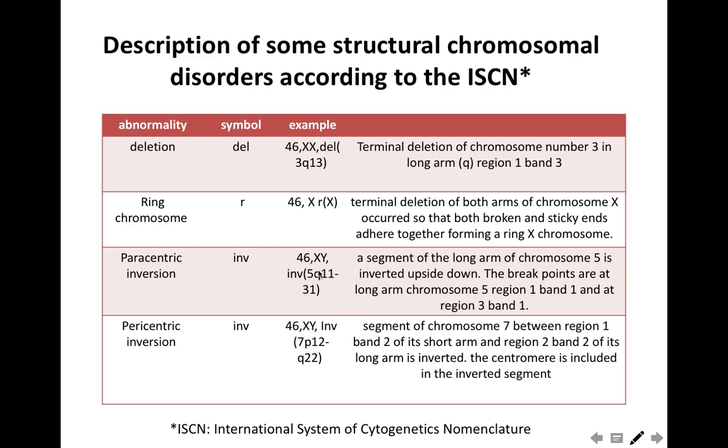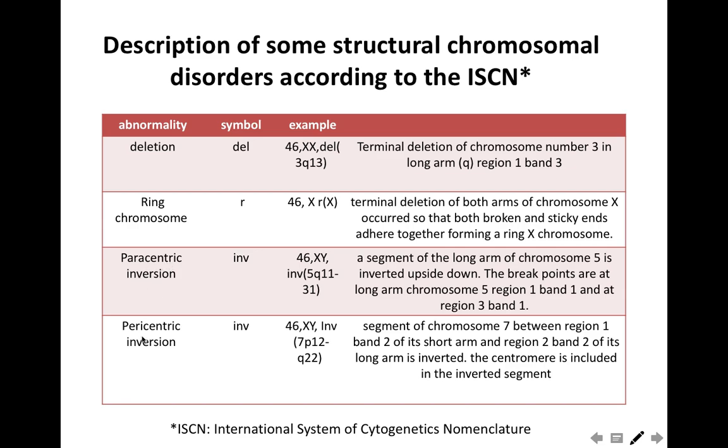This is the first site of the break, ده أول مكان حصل فيه كسر، ده تاني مكان اللي هو region 3 band 1. اوكي؟ لو نلاحظ هنا الانفيرشن موجودة في one arm، يبقى معنى كده ان هي it's on one side of the centromere، فعشان كده اسمها paracentric inversion.